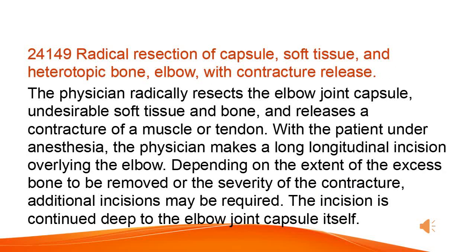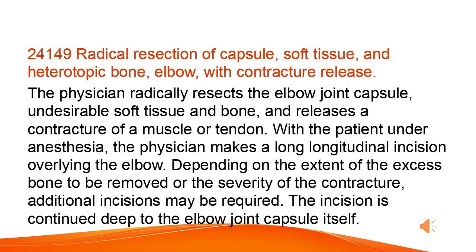Radical resection of capsule, soft tissue, and heterotopic bone, elbow, with contracture release. The physician radically resects the elbow joint capsule, undesirable soft tissue and bone, and releases a contracture of a muscle or tendon. With the patient under anesthesia, the physician makes a long longitudinal incision overlying the elbow.